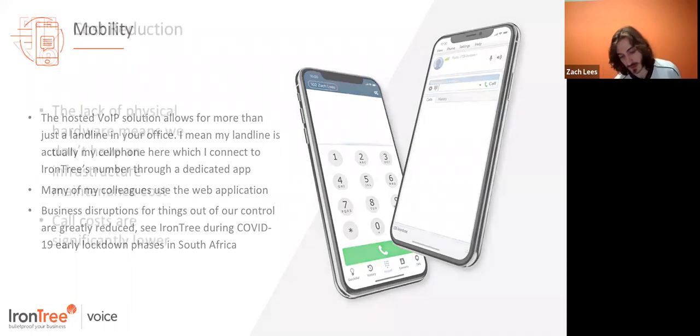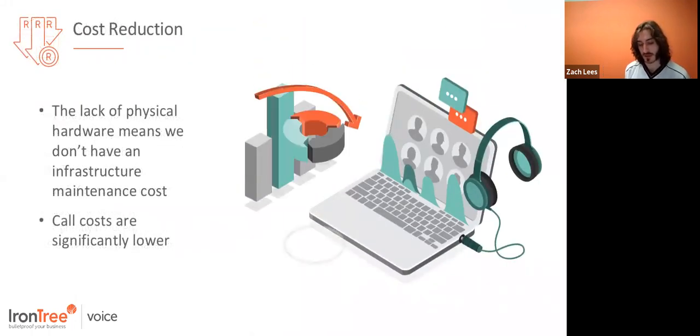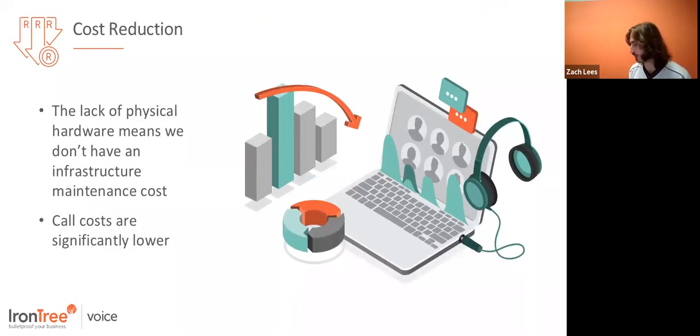The next point is that of cost reduction. Most people will say cost reduction should be your first point, but I think mobility is really cool, because I think it's pretty cool that I've got it on my phone. But the next thing, and I think for many businesses, especially now, we're looking for ways to cut our costs and still provide excellent services. And what having a hosted telephony solution allows us to do is to cut those costs.